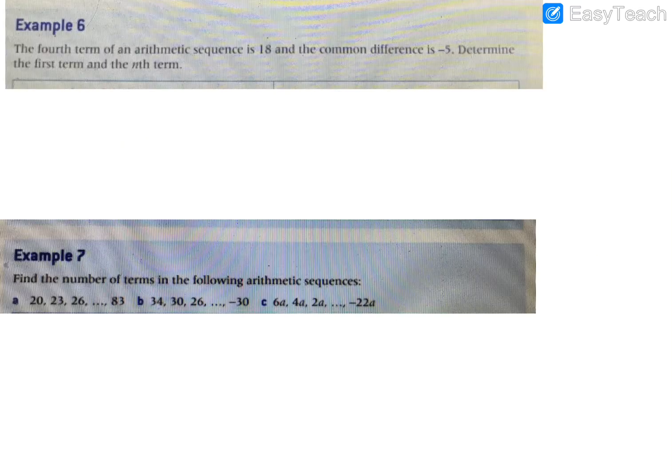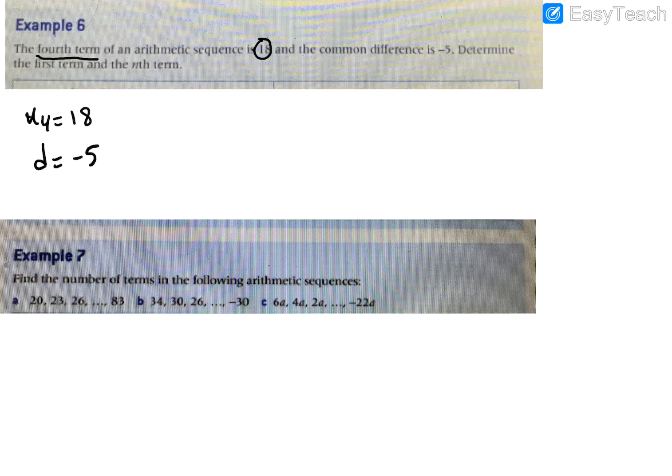Let's start. The first one is this one. Let's read this first before we solve that. The fourth term of an arithmetic sequence is 18, common difference is minus 5. Determine the first term and the nth term. In this type of question, always try to put what you know. What information does it tell us? Fourth term is 18, so u4 is 18. Okay, what else do I know? The common difference is minus 5, so I will say minus 5 for d.